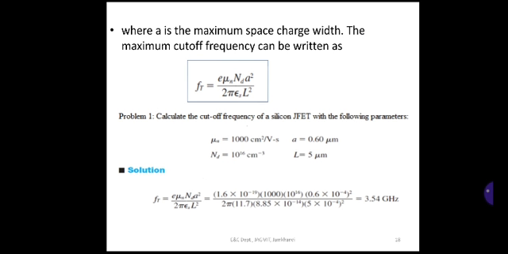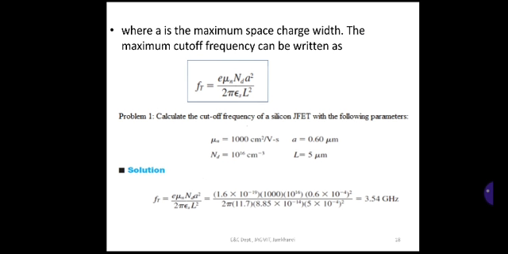Now let us see a problem. Calculate the cutoff frequency of a silicon JFET with the following parameters: mu n is equal to 1000 centimeter square per volt second, a is equal to 0.6 micrometer, Nd equal to 10 to the power 16 per centimeter cube, L equal to 5 micrometer. So observe the given things: mu n, a, Nd and L are given. You need to calculate the cutoff frequency.